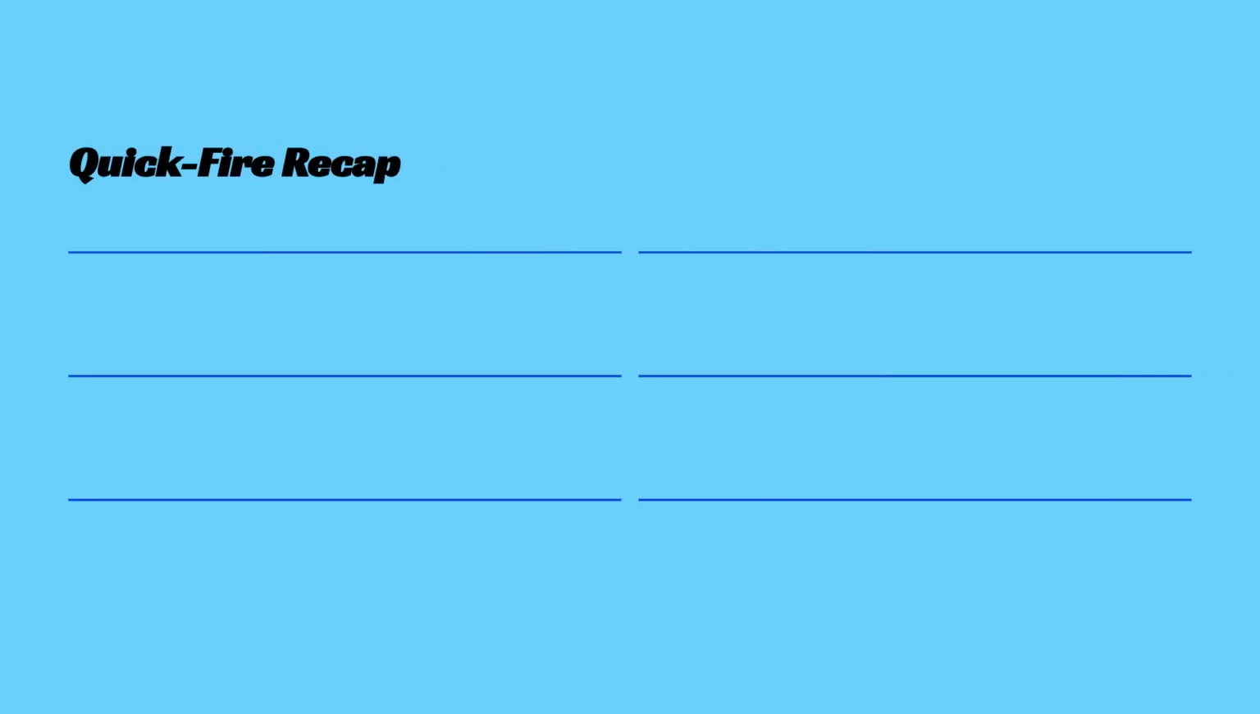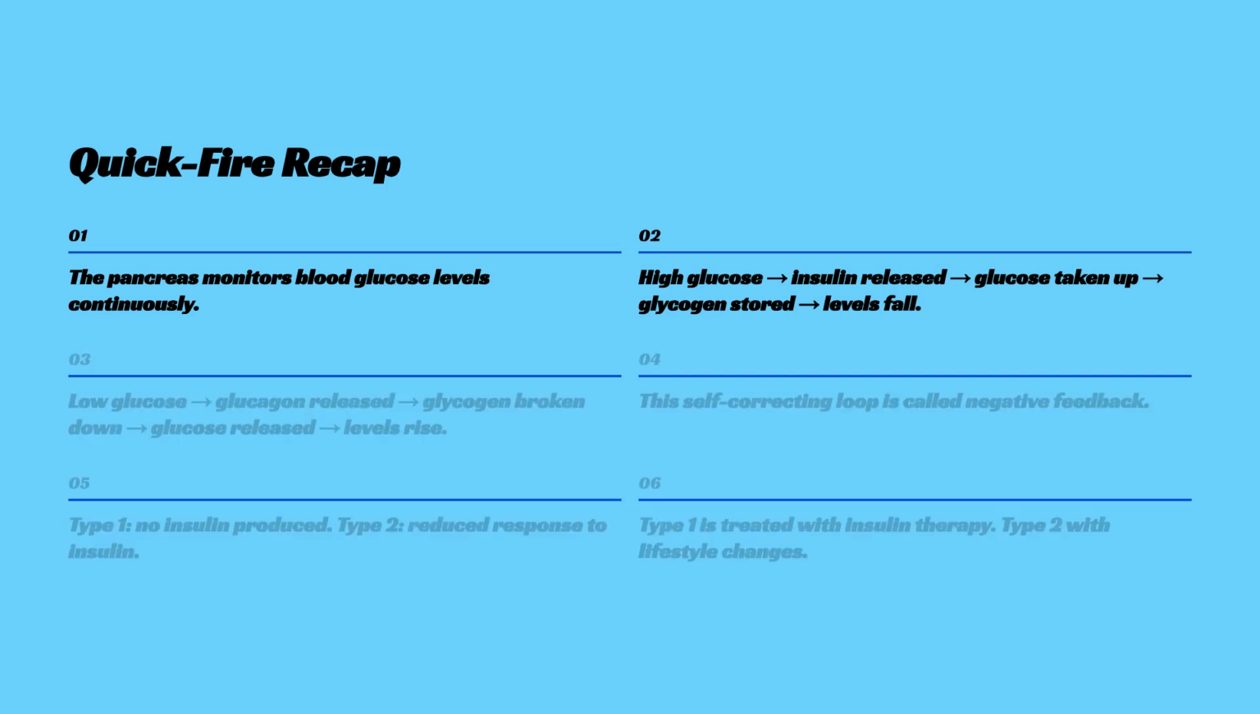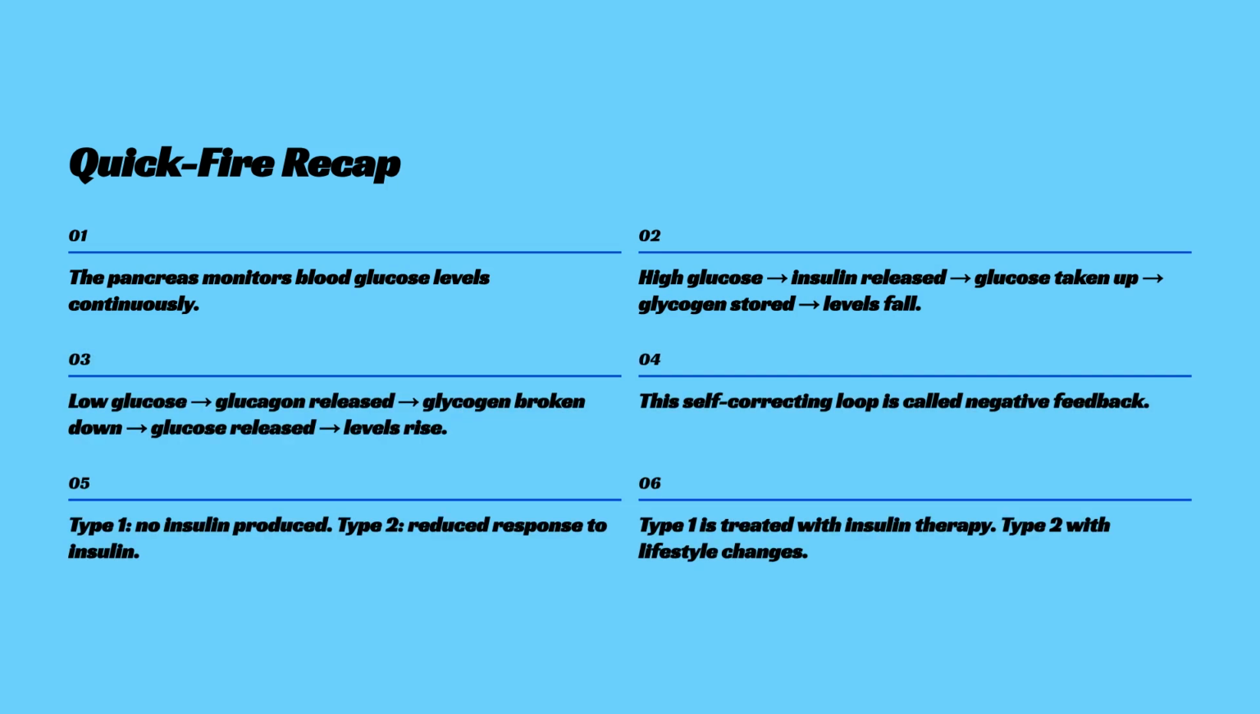Quick recap. The pancreas monitors glucose. High glucose triggers insulin, storage, and falling levels. Low glucose triggers glucagon, breakdown of glycogen, and rising levels. This is all negative feedback. Remember the difference between type 1 and type 2 diabetes treatments.